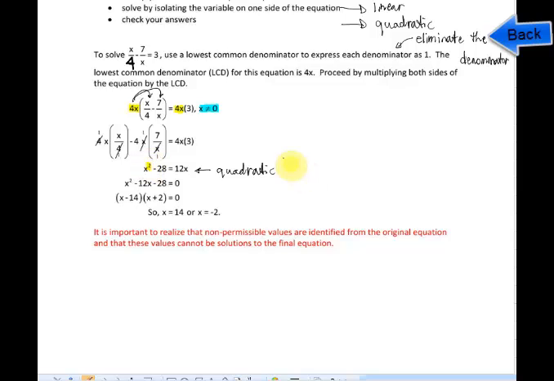Because this is a quadratic, okay, and we know that because we have an exponent of 2 on the x, we are going to set everything equal to 0. Okay, so that means moving the 12x over to the left, and it becomes negative. All right, so then we're going to solve by factoring.